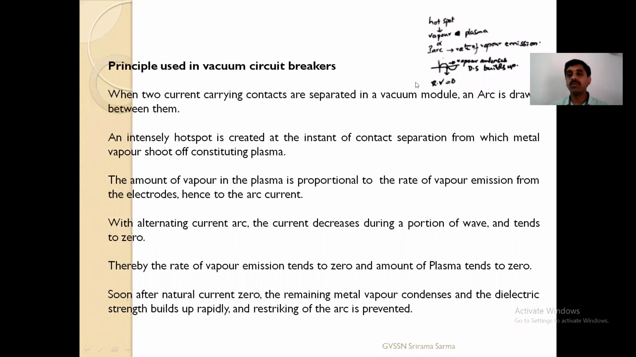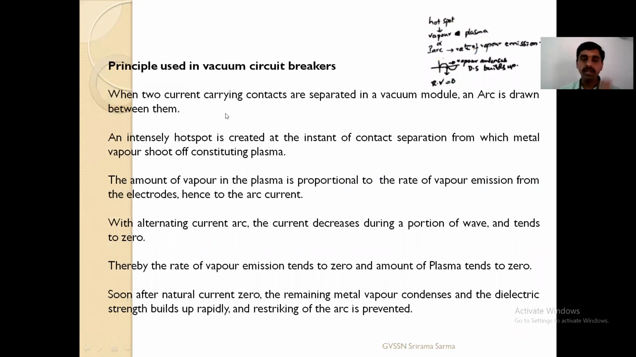Before discussing the vacuum breaker operation, first we will see the principle used in vacuum breakers. When two current carrying contacts are separated in a vacuum, that means low pressure, an arc is drawn between them. When the arc is drawn, an intensely hot spot is created at the instant of contact separation. At this hot spot, metal vapor shoots off. That vapor consists of plasma.